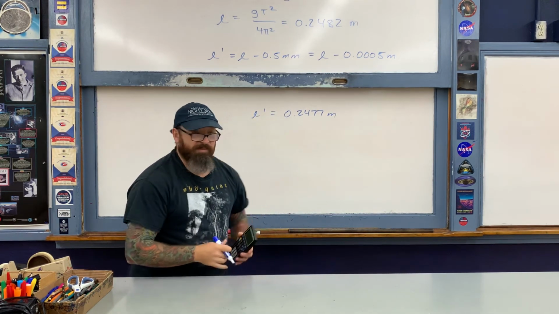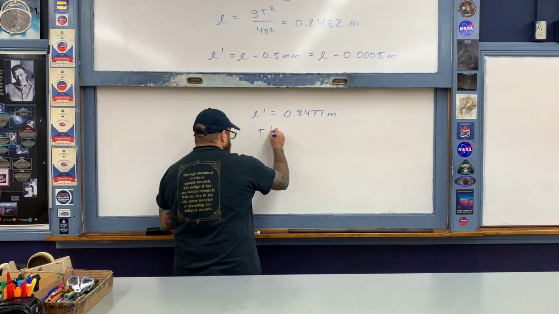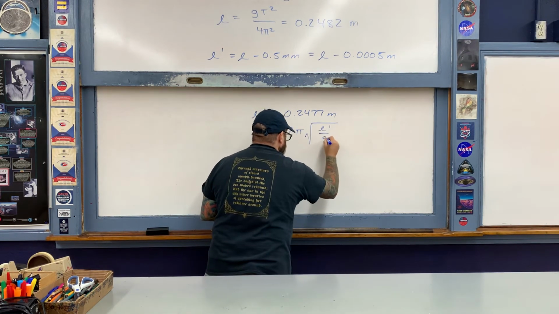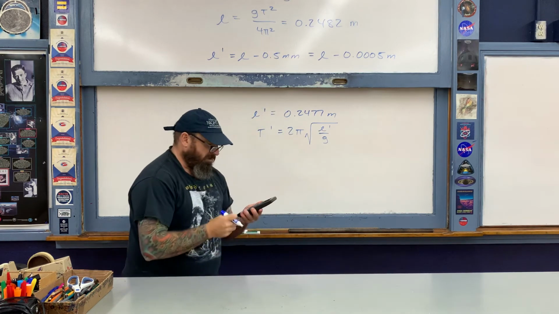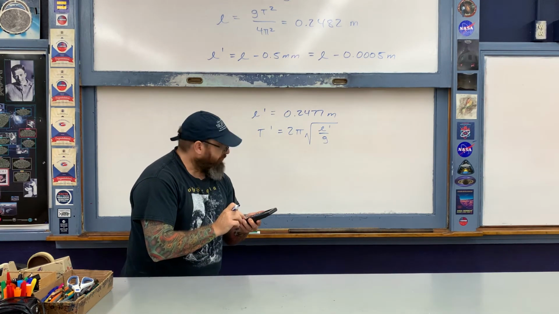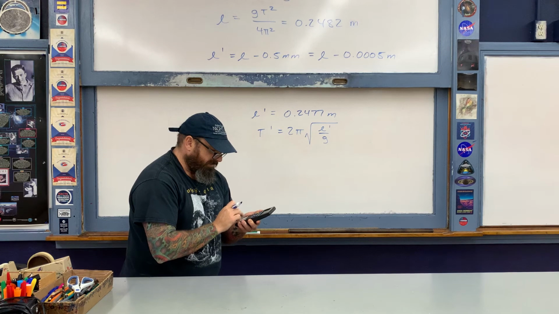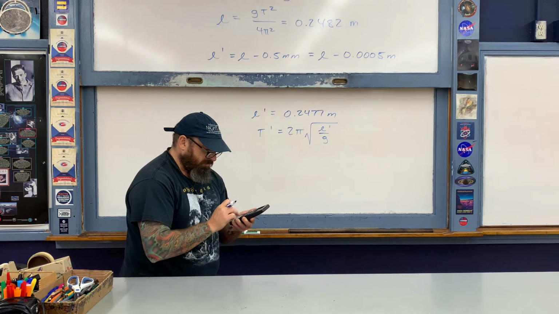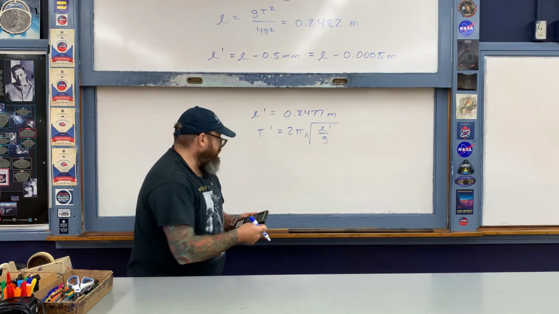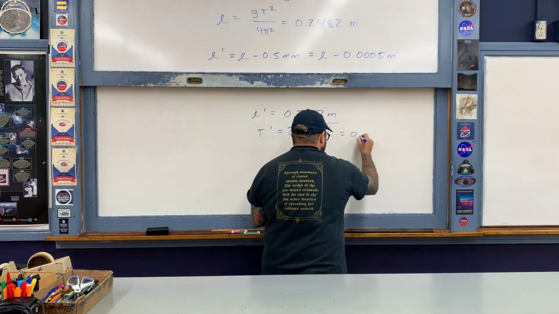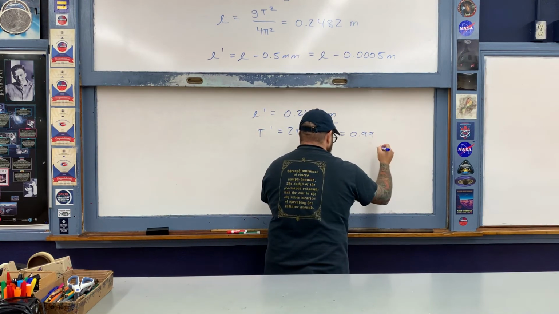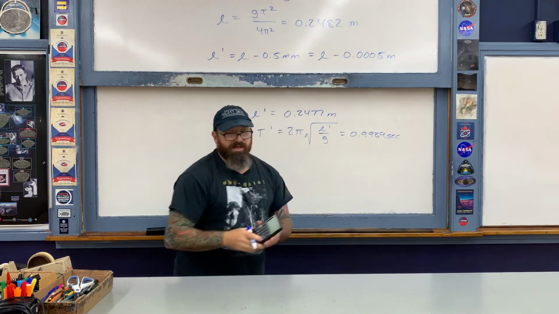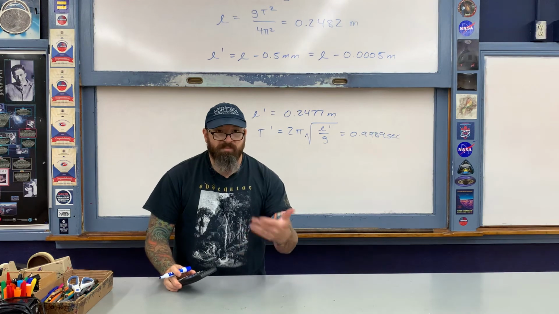Now let's figure out the new period. I'll call this capital T prime. The new period is 2 pi times the square root of this new length divided by G. Let me do the math. I still have L prime in my calculator, so I'll divide by G, take the square root of that, times 2 times pi, and this gives me a period of about 0.9989 seconds.